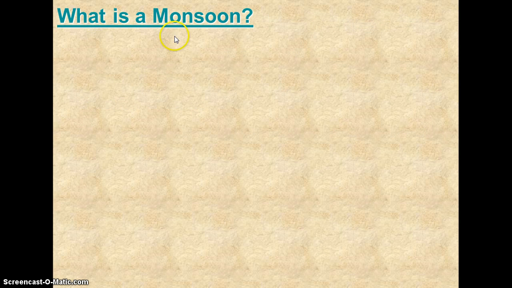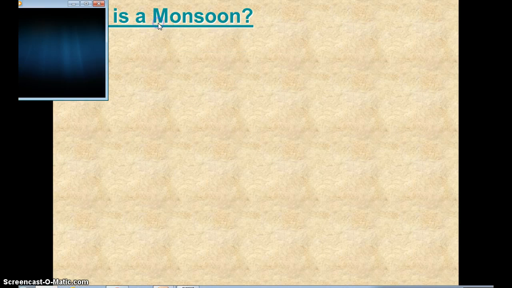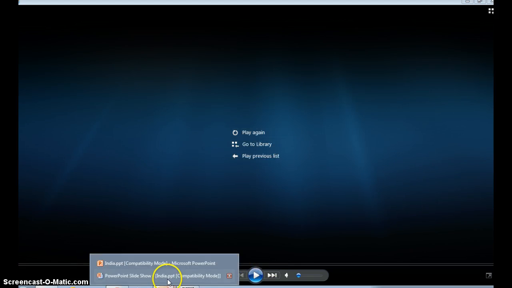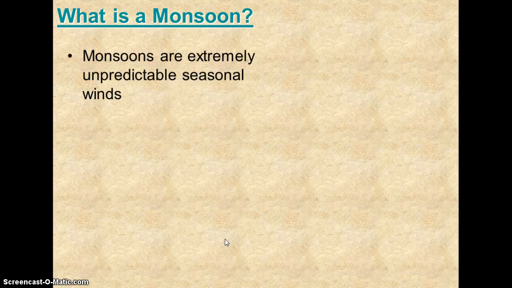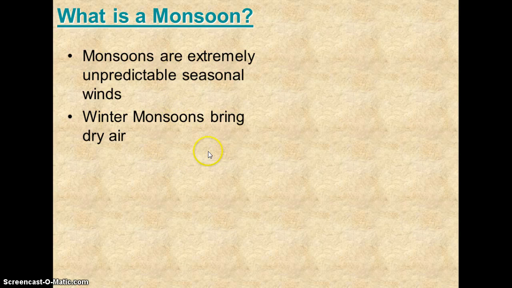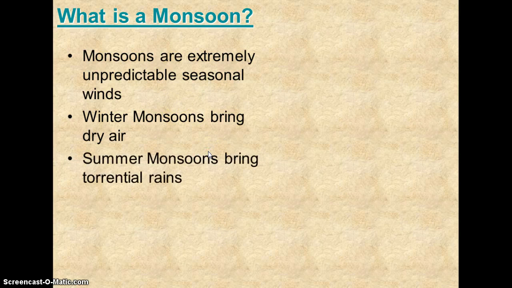So what is a monsoon? Let's look at one. As you can see, a monsoon is actually the wind. Even though it's raining in this clip, it's the wind that is the monsoon. They're extremely unpredictable seasonal winds. Winter monsoons bring dry air, so no rain, but the summer monsoons bring these amazing rainstorms.